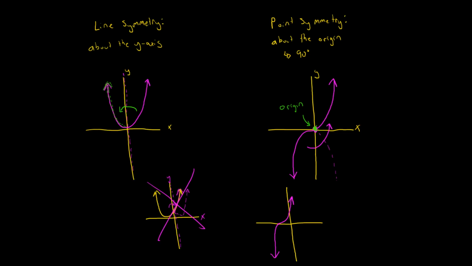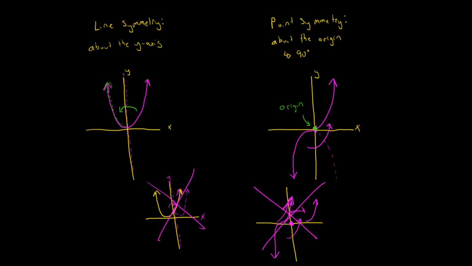Since it's about the origin, if we moved it 90 degrees, then it would look like this, and this does not line up with this one right here. Like, there's a distance between them. So no, it is not all functions that generally have point symmetry. Not all of them do.